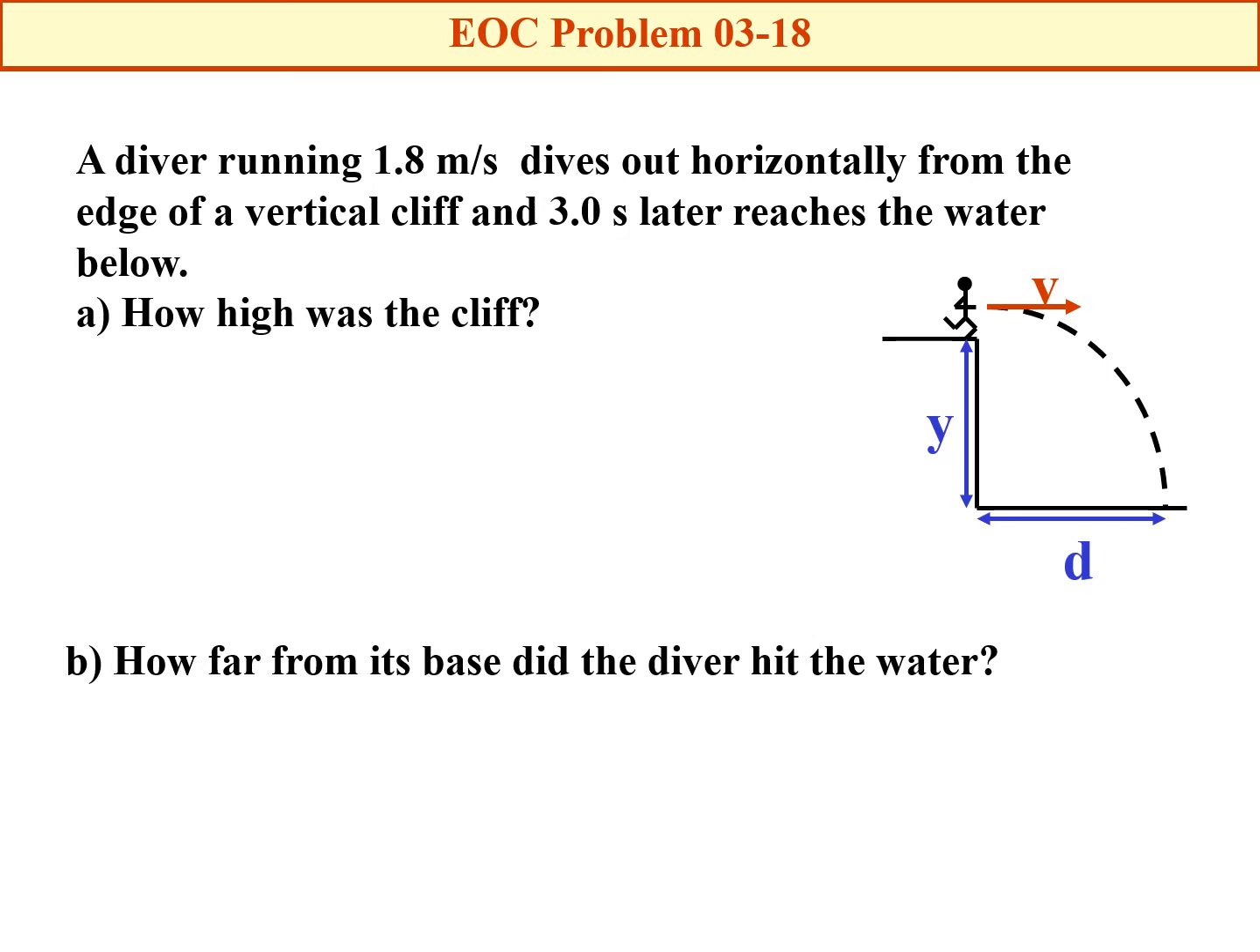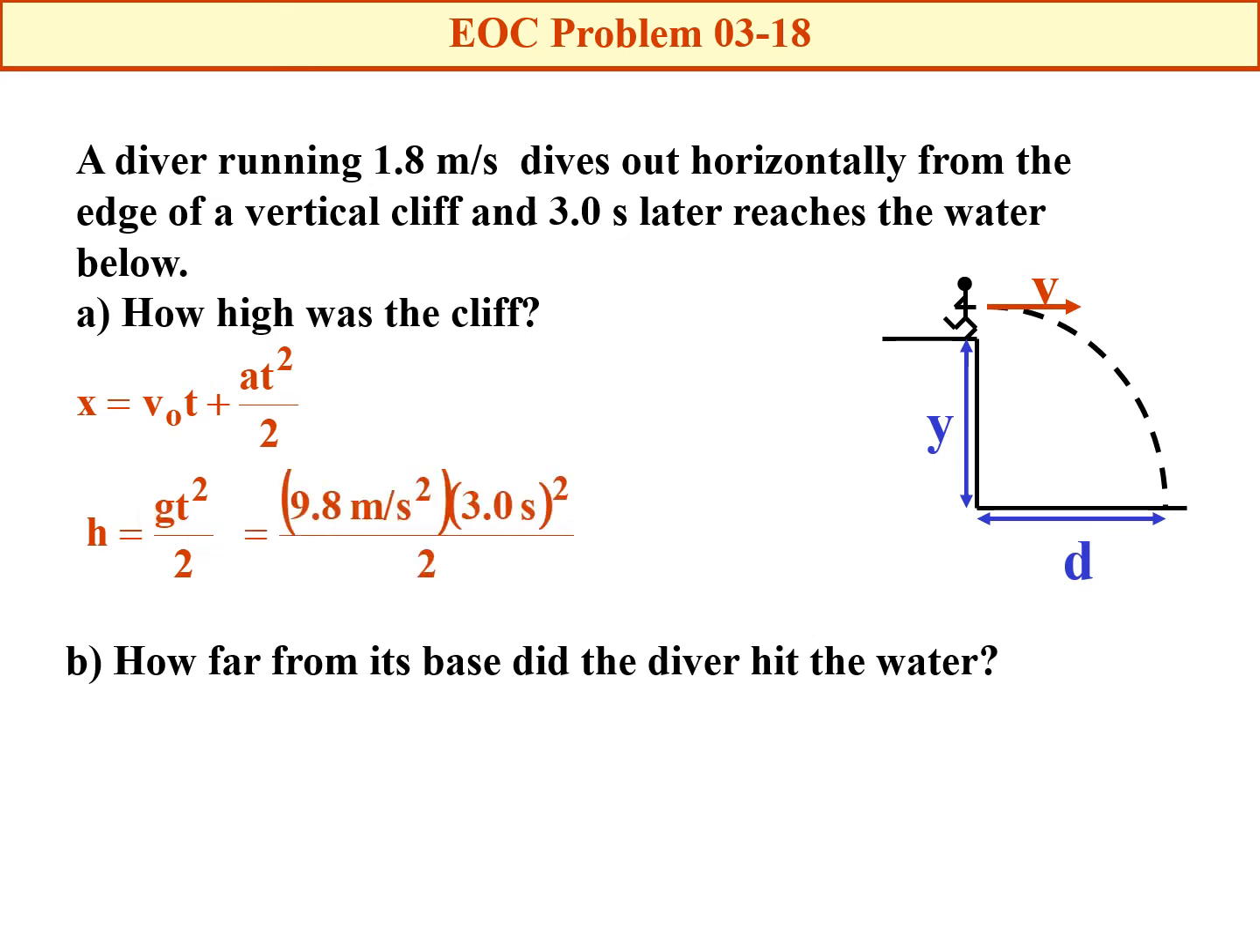So we're looking for that vertical direction. We've got our equation for the vertical direction. The initial velocity in the vertical direction is 0, and remember that 1.8 meters per second is horizontal, so there's no vertical velocity. So all we have is negative g t squared over 2. Now the negative is gone because we're going in a negative direction, so the negative displacement and the negative acceleration cancel. We plug in our values: 9.8 times 3 squared divided by 2, that gives us 44 meters for the height of the cliff.